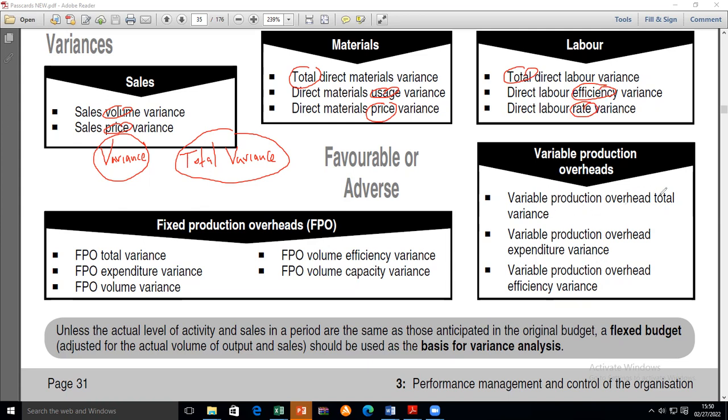Variable overhead, total variance might be split into expenditure and efficiency. Fixed overhead, total variance is split into expenditure and volume, and the volume is further split into efficiency and capacity. So this summary helps you to remember. Some of you by this time have forgotten the breakdown of variances. It helps us that a total variance is not very meaningful for performance appraisal. What do we need? We need a breakdown, a sub-analysis. A sub-analysis is very important.